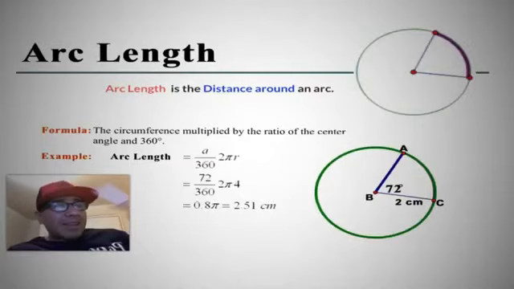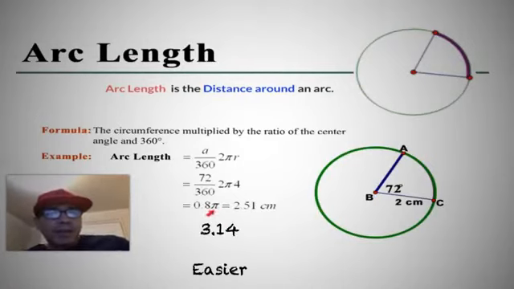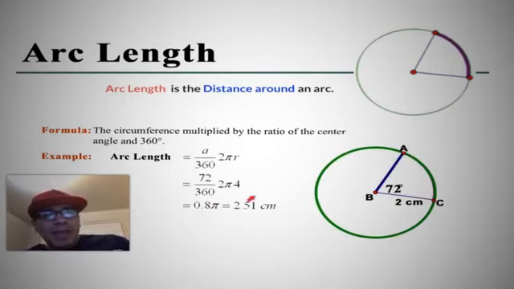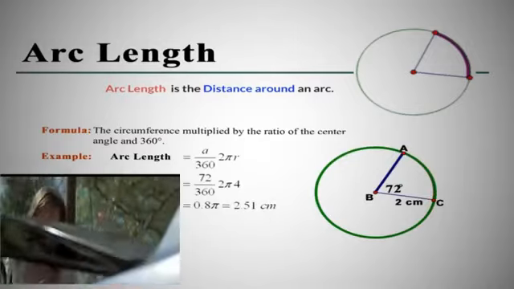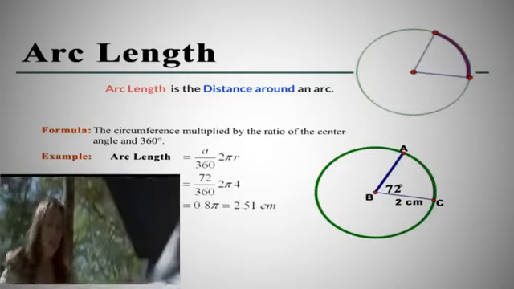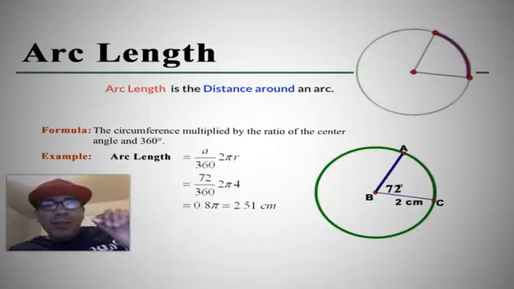But if I wanted to get an approximation, I would use 3.14, my good friend, for pi. So I would get 0.8 times 3.14, and boom, we have 2.51. Because this is a distance and we're talking about centimeters, don't forget your units or something bad will happen to you. Hopefully that made sense.